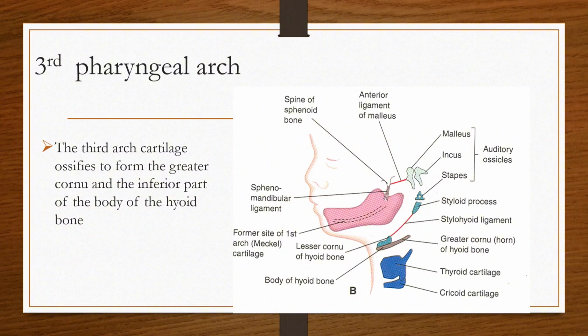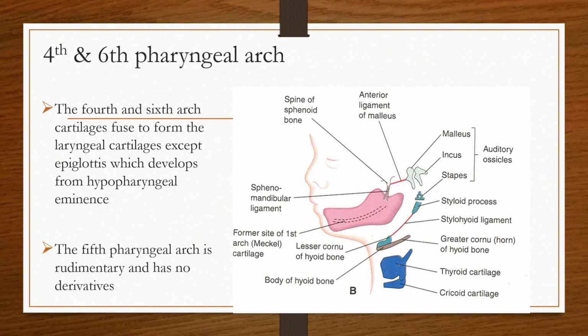Now the third pharyngeal arch. Its cartilage ossifies and forms the greater cornu of the hyoid bone and most of the body of the hyoid bone. So these are the derivatives of the third pharyngeal arch.